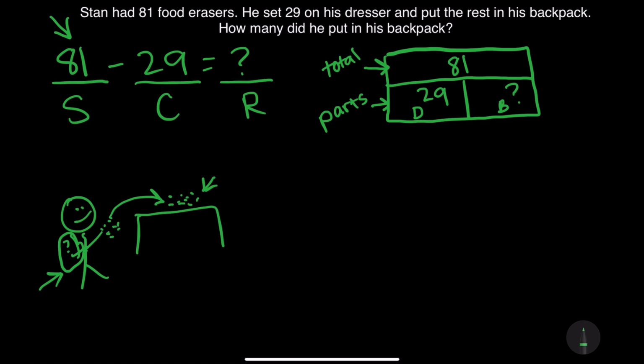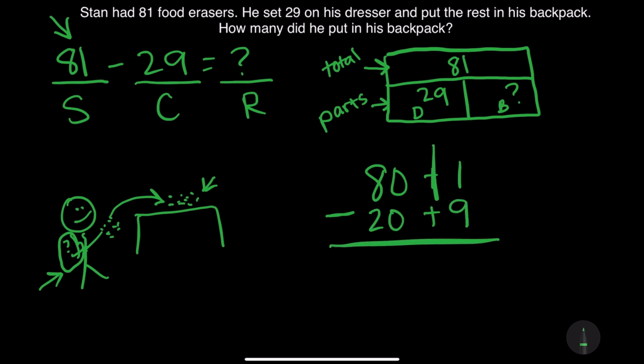I'm going to stick with expanded form. I like that strategy. So I'm going to write 81 in expanded form, 80 plus 1, and I'm going to take away 29, 20 plus 9. Go ahead and write that number sentence. Get caught up with where I am. If you need to pause the video at any time to catch up, you can do that.